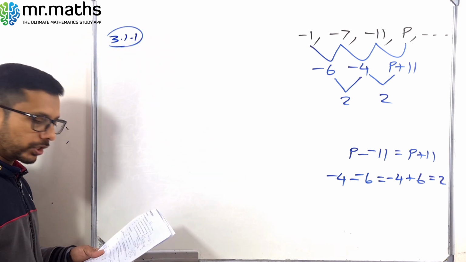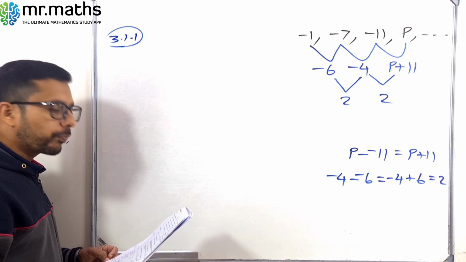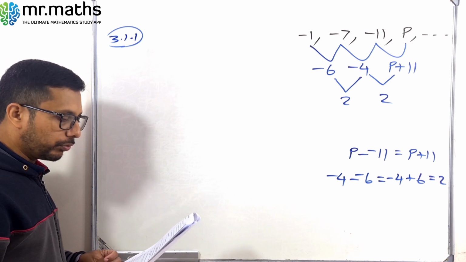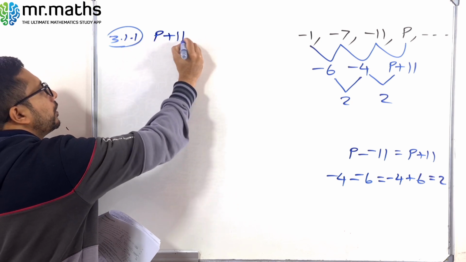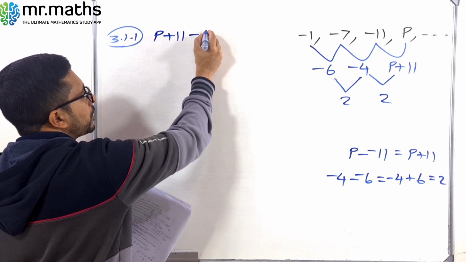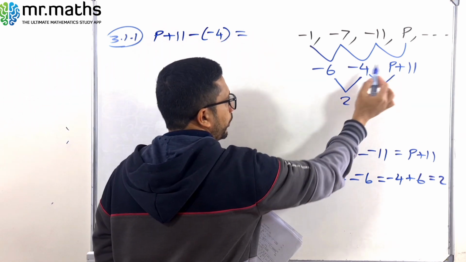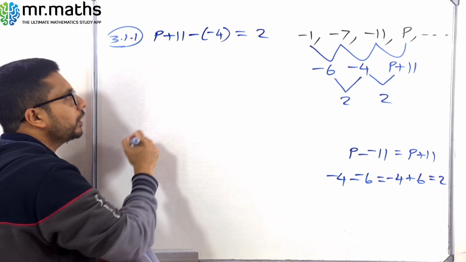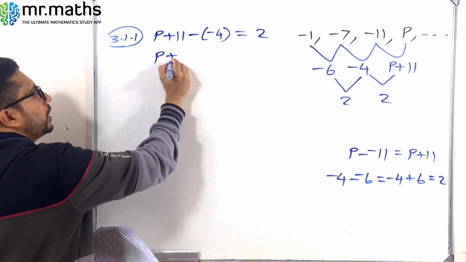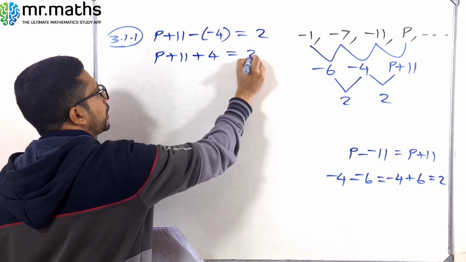3.1.1. What is that question? Write down the value of p. You have to find the value of p. So we know that p plus 11 minus -4, and the answer is 2. So p plus 11 minus -4, that is plus 4, is equal to 2.